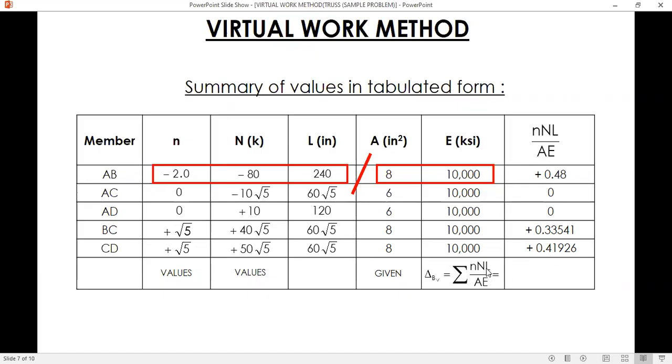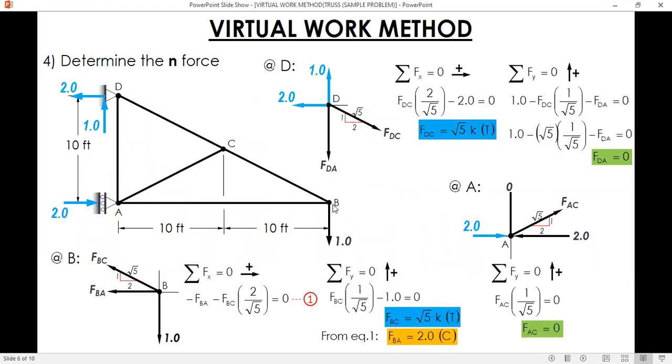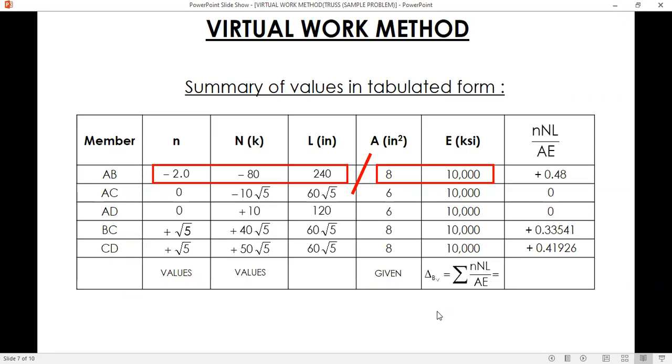Summation of n times L over AE. So add all values. If positive, it means the displacement is in the same direction as the unit load. The assumed direction is downward, the unit load is downward. So since this is positive, which is obvious, it means the vertical displacement of joint B is downward. That's why it is positive, so the assumed direction is correct.